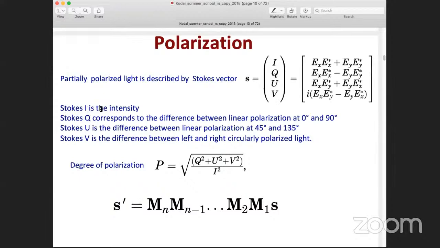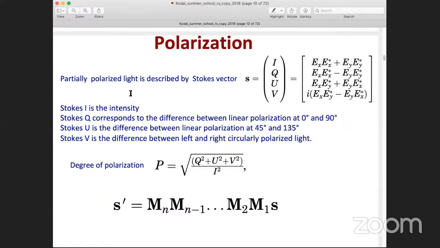So Stokes I is the total intensity. Stokes Q corresponds to the difference between the linear polarization at 0 and 90 degrees. I have not given this equation yet; we can express the total intensity as a function of all these, which will come out to be this definition. Stokes U is the difference between linear polarization at 45 and 135 degrees, and Stokes V is the difference between right and left circularly polarized light. So the degree of polarization would be the square root of the sum of squares of Q, U, V over I. There are different notations; some people call them S1, S2, S3, and I have used these parameters. So this will be the degree of polarization.